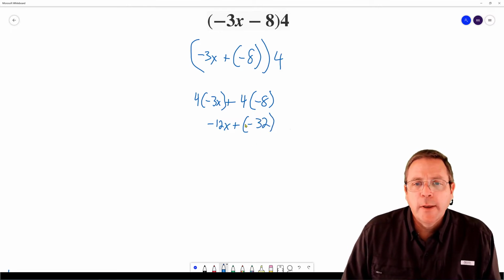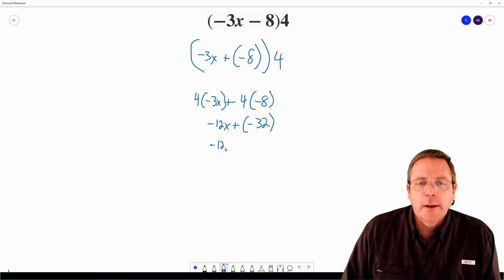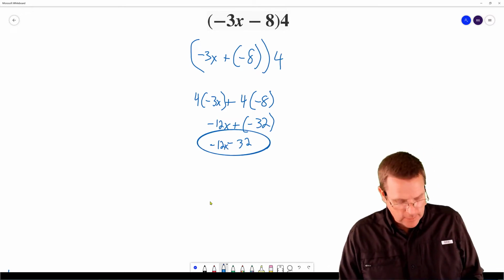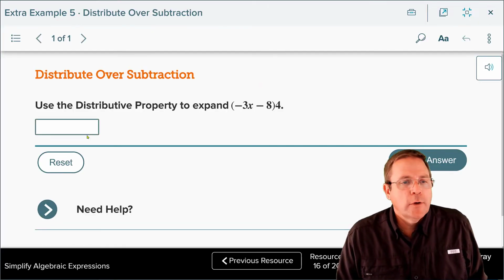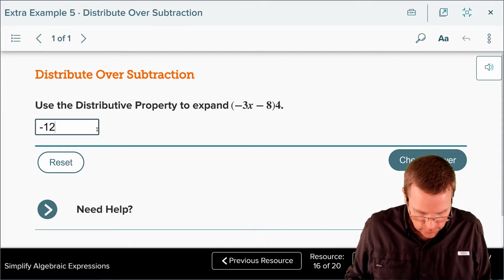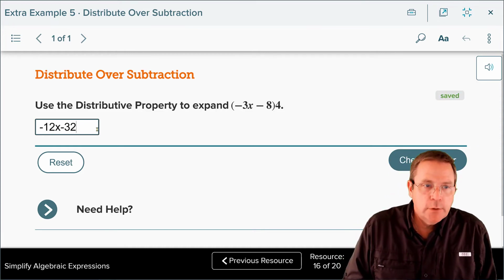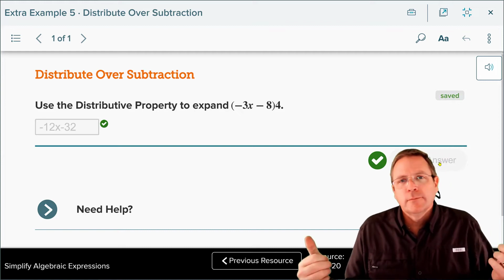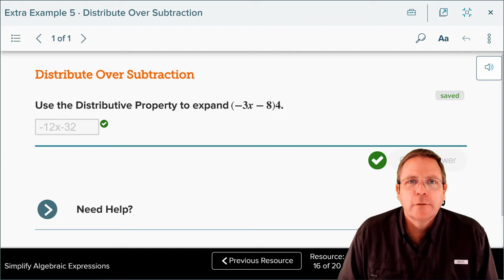Final step, make the ugly problem pretty again. Negative 12x, positive times a negative is a negative 32. Got my x there, and that is going to be my final answer. Jump over here. Negative 12x minus 32, and check. The answer checks. It really is this simple.